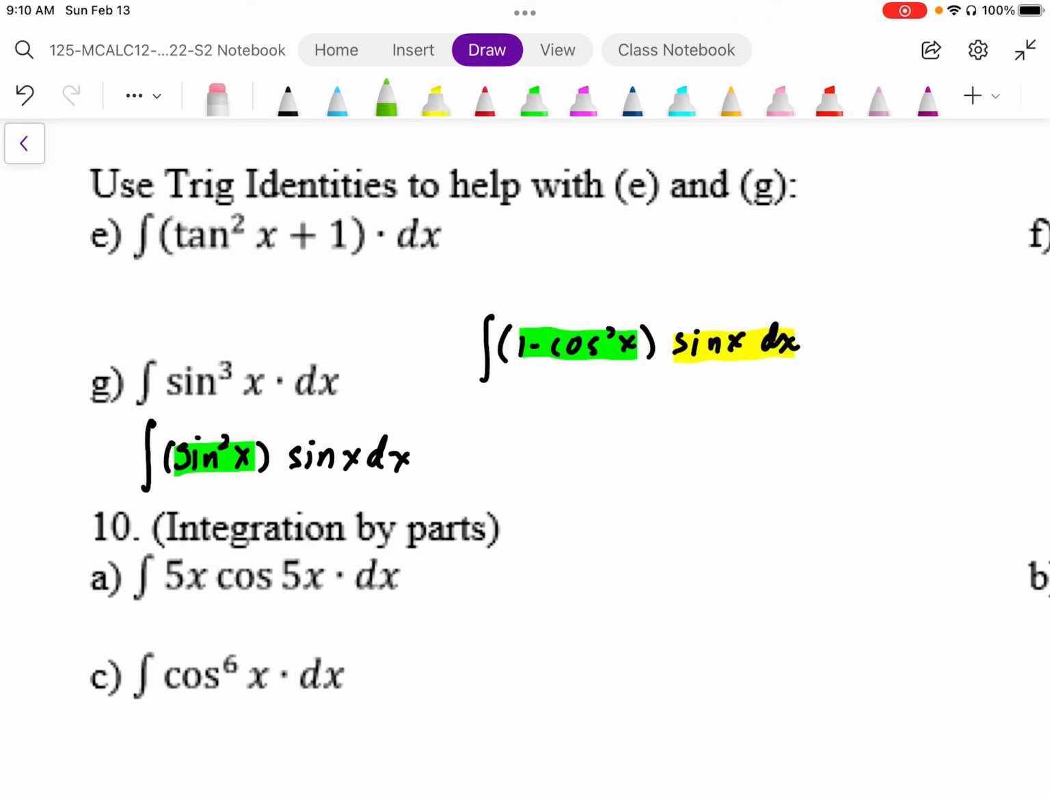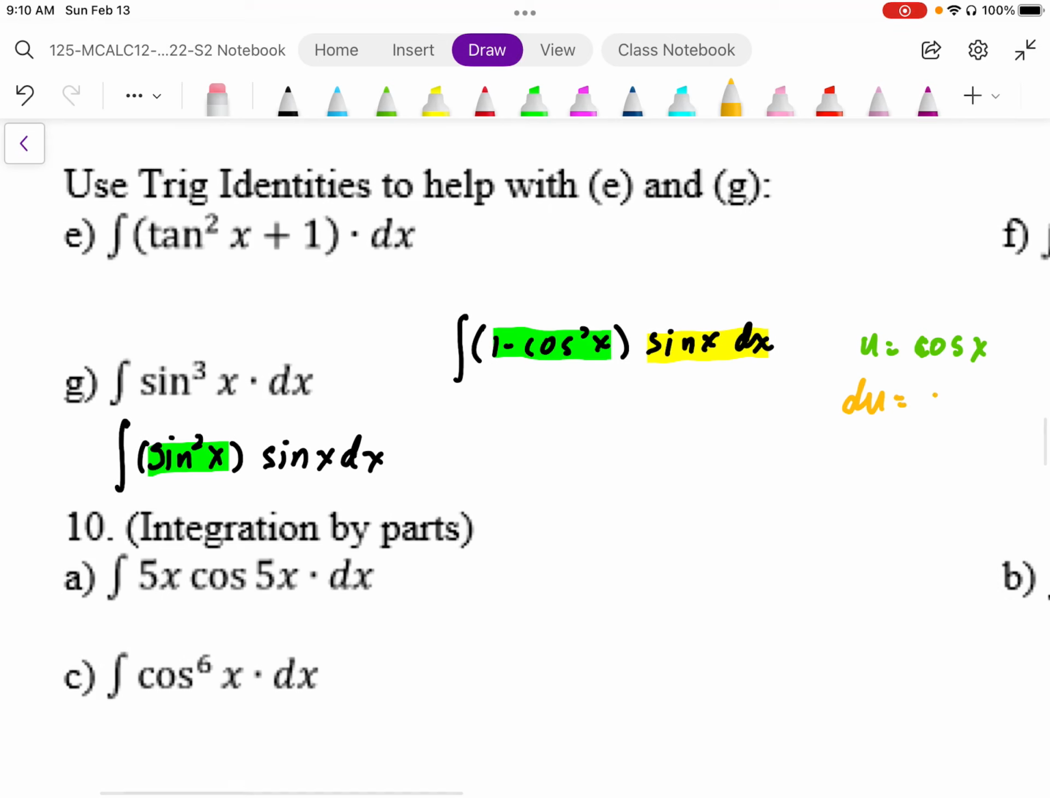So I'm going to let my u equal cos x. And that will make my du, so I end up with a du that is going to be negative sine x dx. And that allows me to account for that sine x dx in the original expression. So now I have a substitution.